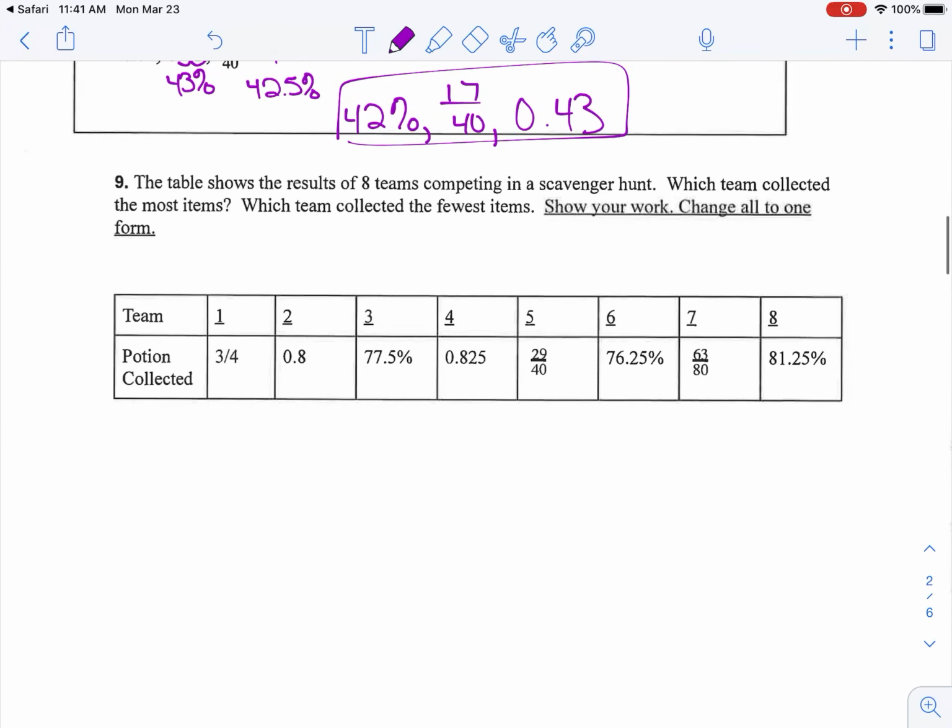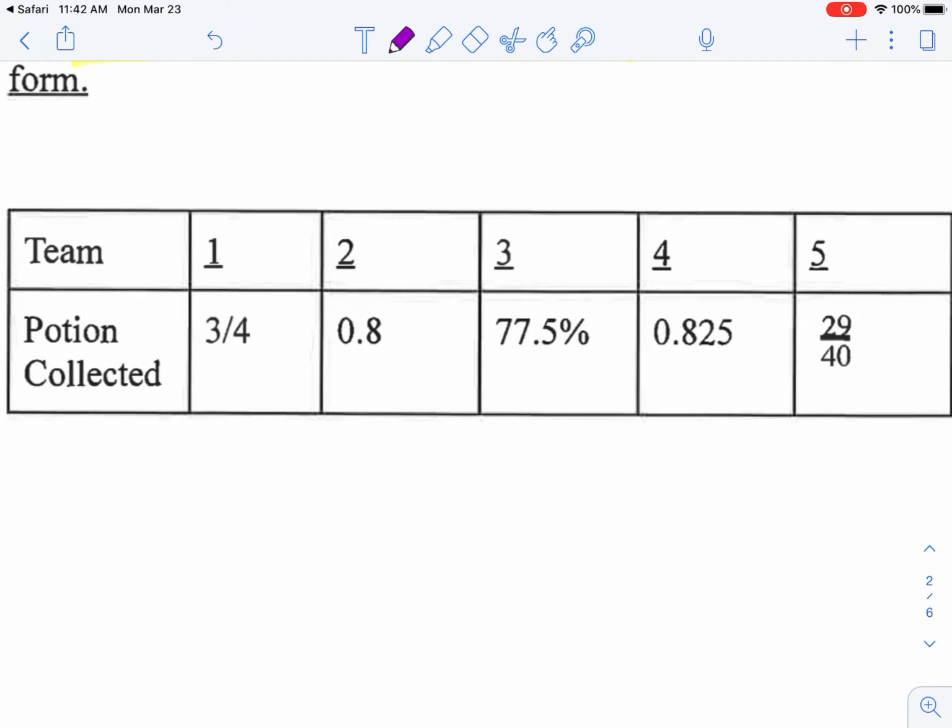Moving on to number 9, it says the table shows the results of 8 teams competing in a scavenger hunt. Which team collected the most items? Which team collected the fewest items? Show your work, change all to one form.